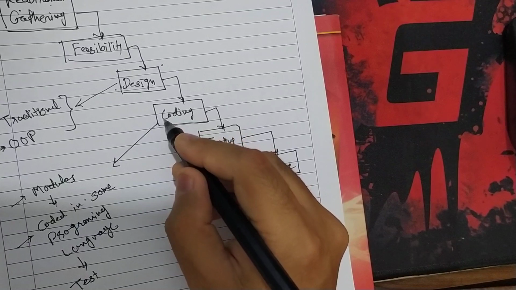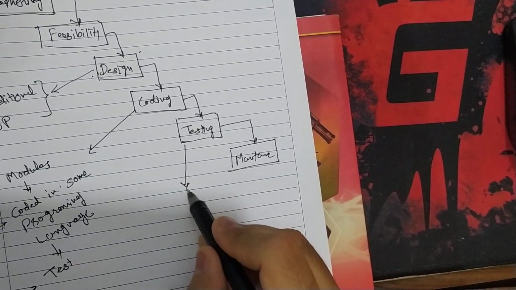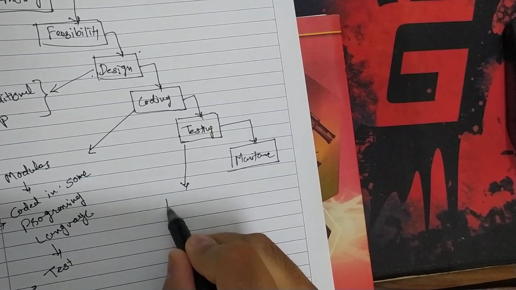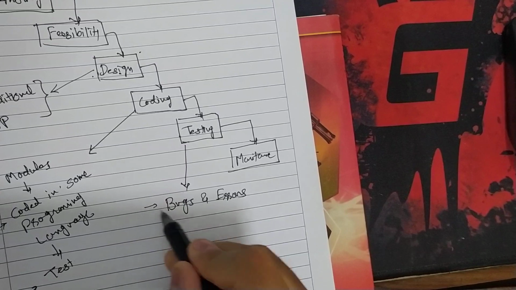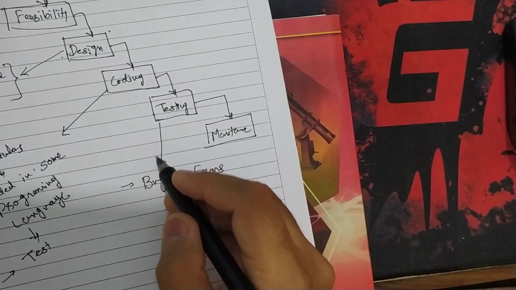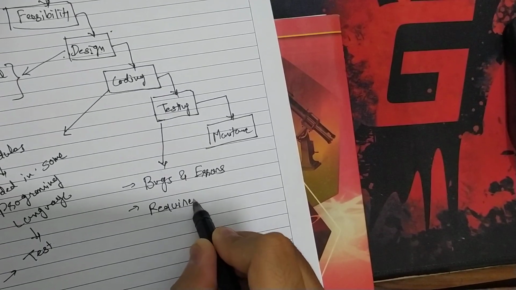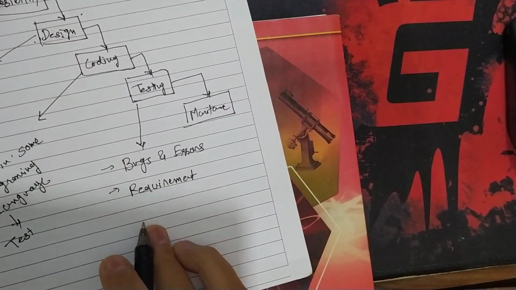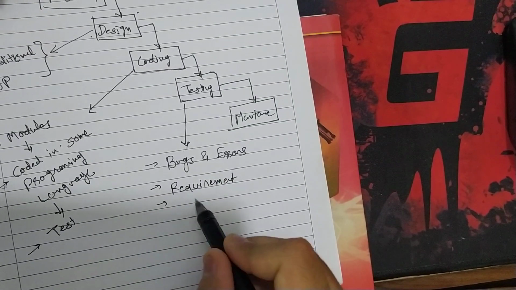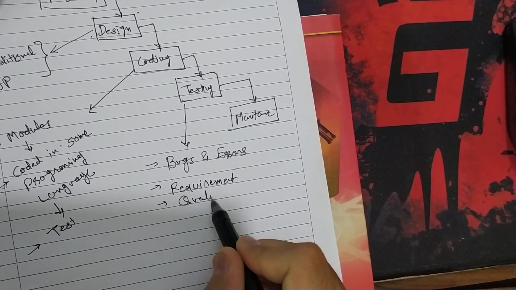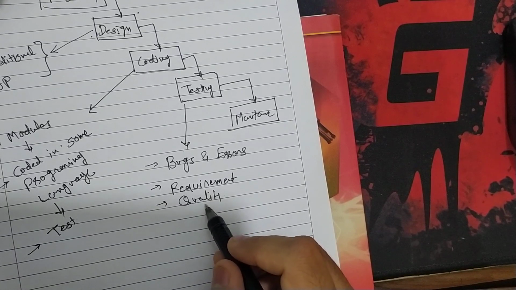After the coding is completed, the next phase will be testing. Testing means the whole project is tested for bugs and errors. If there are any bugs or errors, we need to fix them. Next, we want to check all the requirements of the user are met or not. Next, we need to check for quality. Whatever software we have developed, does it meet the quality standard or not?